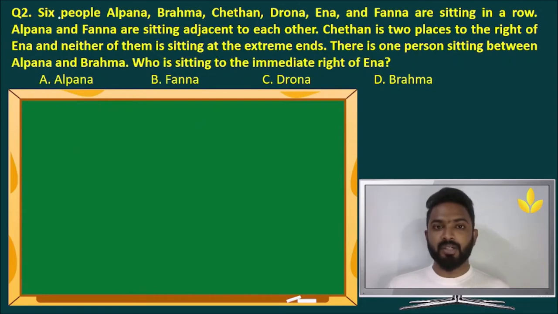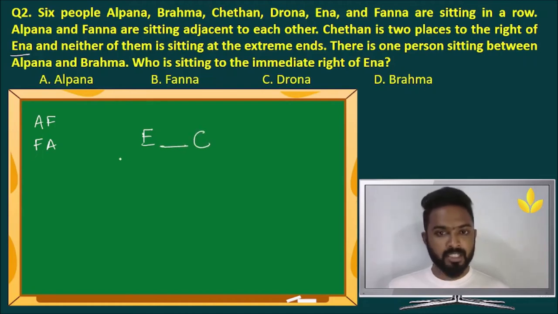Question number 2. 6 people A, B, C, D, E and F are sitting in a row. A and F are sitting adjacent to each other. That means that they can be sitting like this or like this. Both of them are possible. C is 2 places to the right of A. Who's the reference? A. So we first write A. C is 2 places to the right of A. So 1 and 2. We just discussed a similar example.